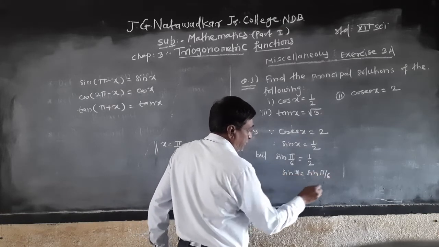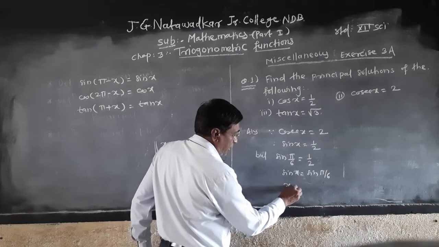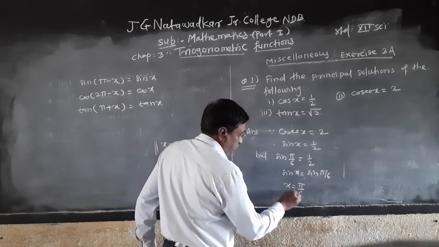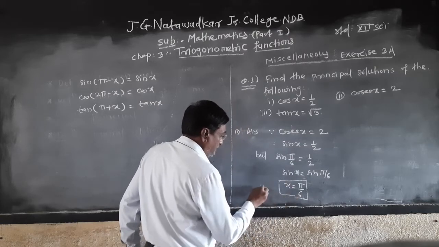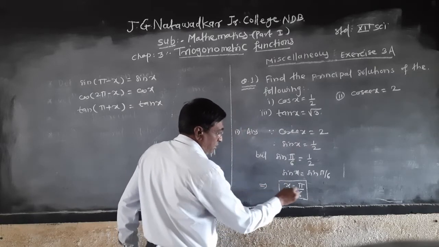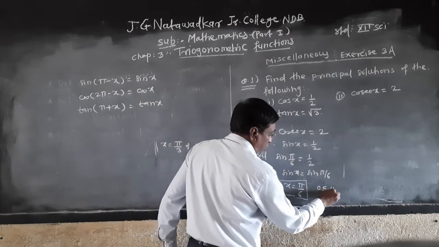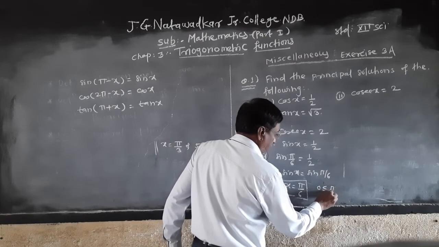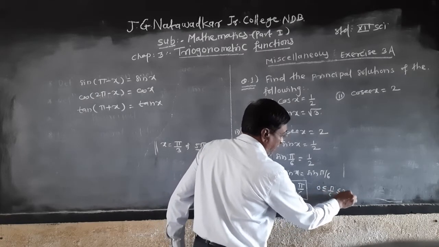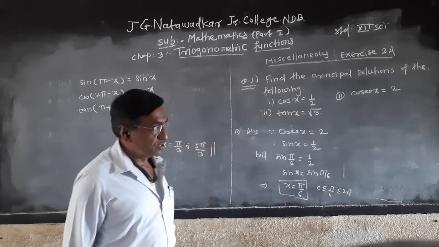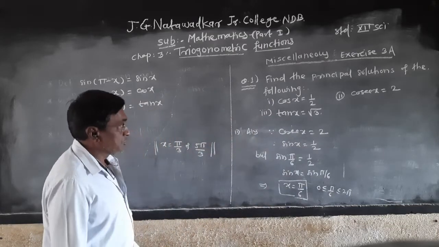You get the first value, and therefore by comparing, you get x is equal to pi by 6. And this pi by 6 is also greater than 0 and less than 2 pi. So that's why this is also a principal solution.